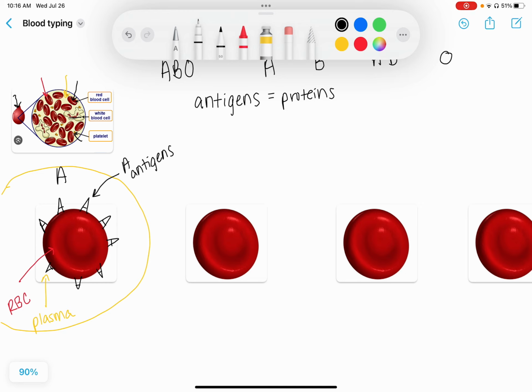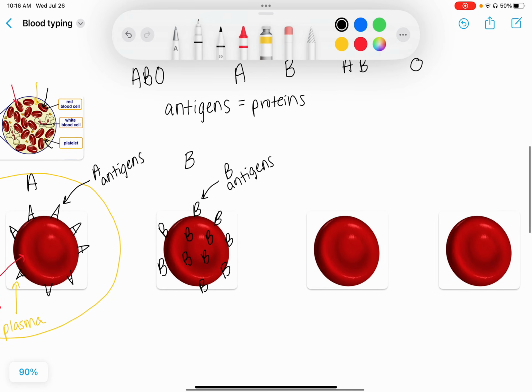Let's talk about B blood, and I'll come back to why that plasma is important. B blood has B antigens, right? So you have B proteins on the surface of the red blood cell, and you could draw them all over. I was just drawing them on the outside. This person with B blood only has B antigens, or B proteins, on the surface of the red blood cell.